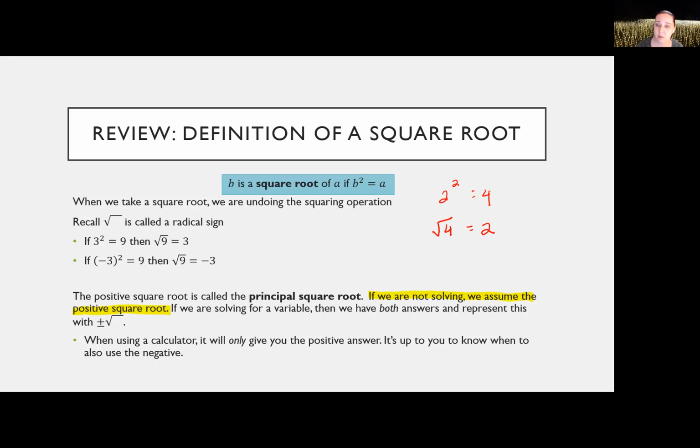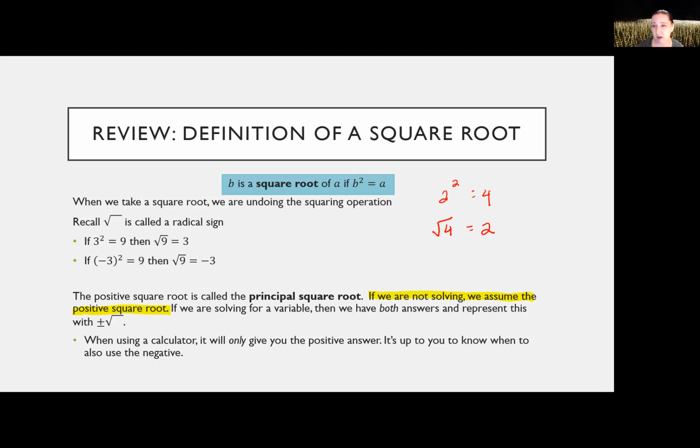Most of the time we want the positive value out of the 2 square roots. That's called the principal square root. And we always use the positive when we're not solving. What we're doing today is not solving, so we're going to assume we just want the positive answer. If you're solving, meaning you have an equation, an equal sign, then you need both the positive and the negative. But we are only doing the positive today.